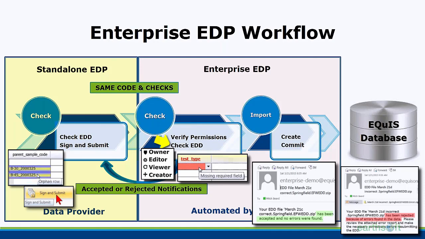If there are any errors that it finds, it will send the data generator or the data submitter a detailed error report with row and record and field level instructions on how to fix that EDD. Once the errors are amended, you can resubmit the EDD and then receive a confirmation notification that it's been committed to the database.